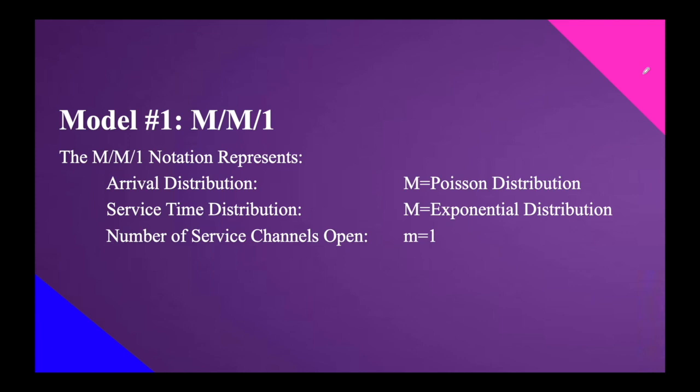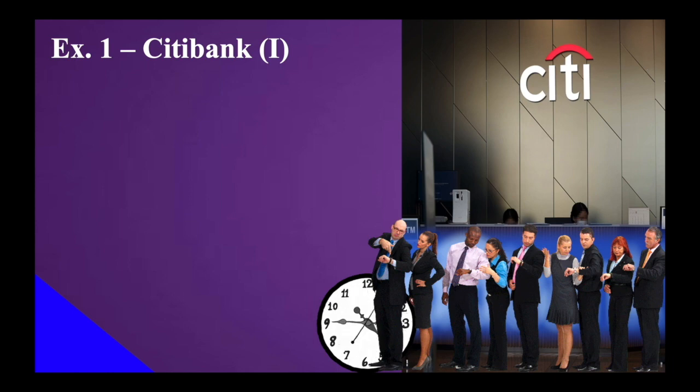Okay, so let's have our example problem regarding this model 1, the MM1. So example number 1, Citibank. Let's apply queuing theory in the banking industry.